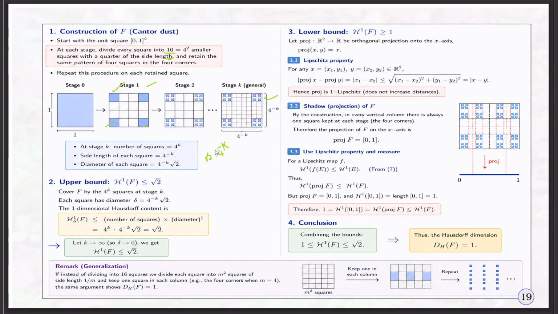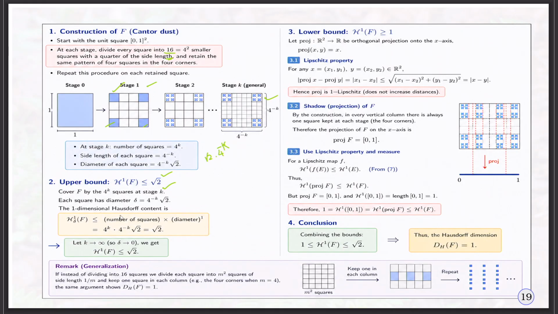So, now let us find the H^1 of F. H^1 of F is less than or equal to, which we will establish, the following. Cover the set F by the 4 power k squares at each stage k. Each square has the diameter root 2 by 4 power k.